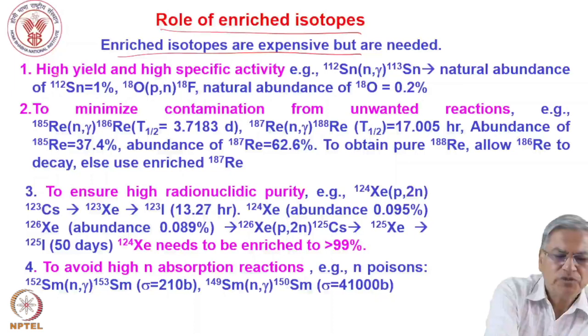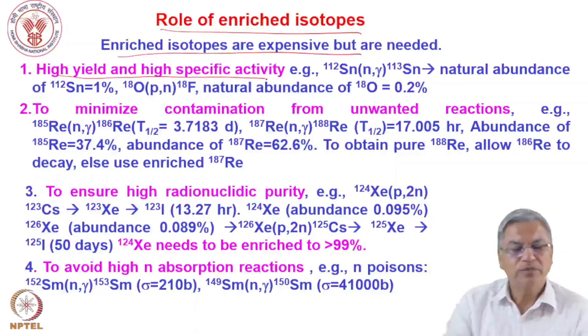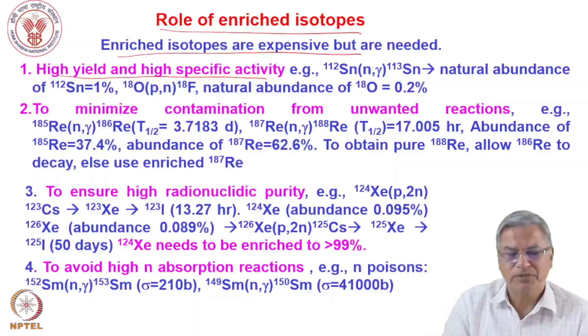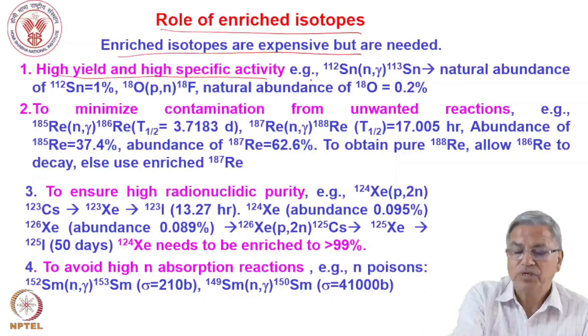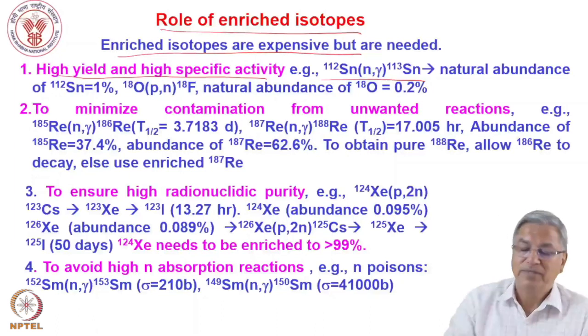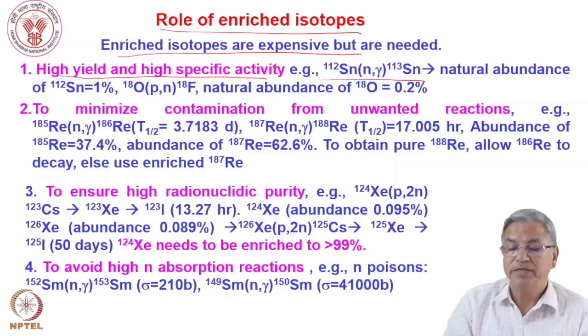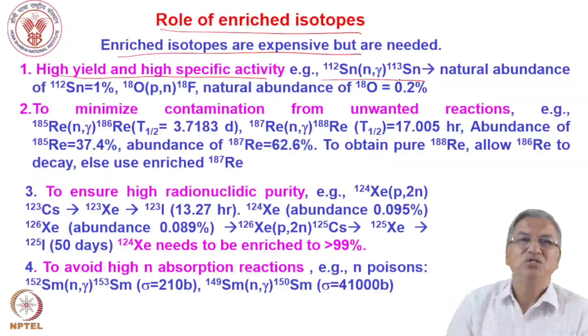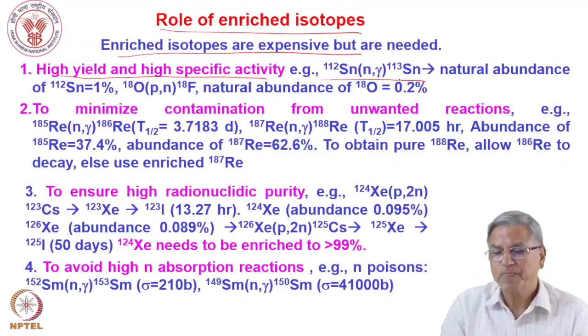So there are situations where you want the radioisotope with high yield and high specific activity. For that, the target atom should contain only radioactive elements, so at that time you cannot have the other isotopes. Just to give an example, 112 tin (n,gamma) 113 tin. You want 113 tin, which is used in medicine.